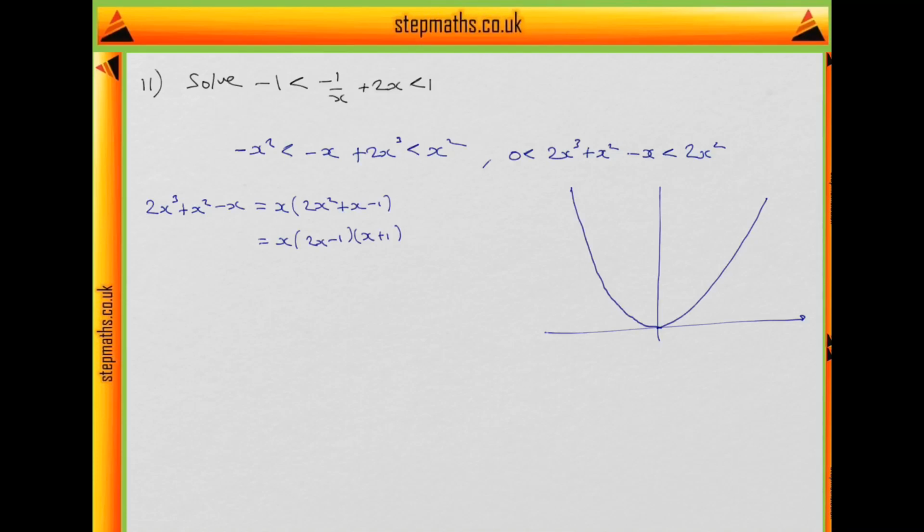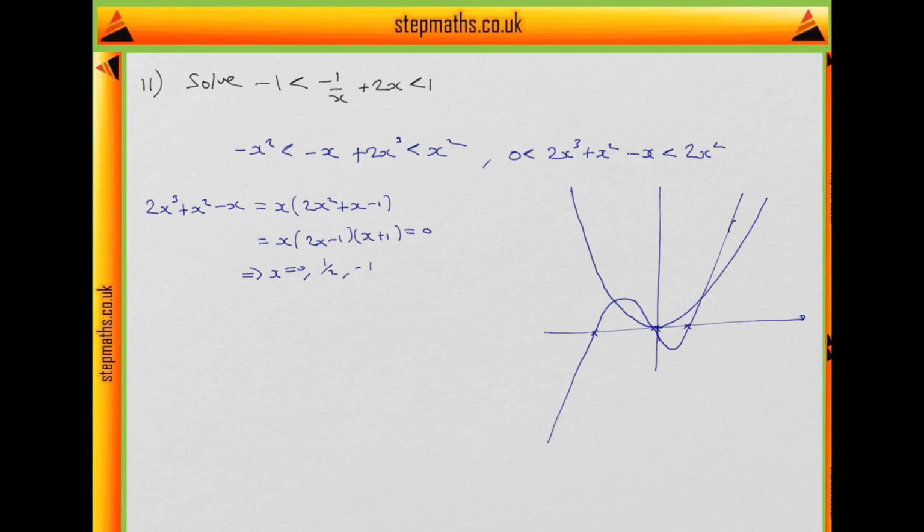So when is that 0? Well, that implies x is 0, a half, or minus 1. So let's mark that. We have minus 1 here, 0 here, and a half here. So what we're going to have is the curve coming up, like a cubic, down through 0, and then back up through a half.